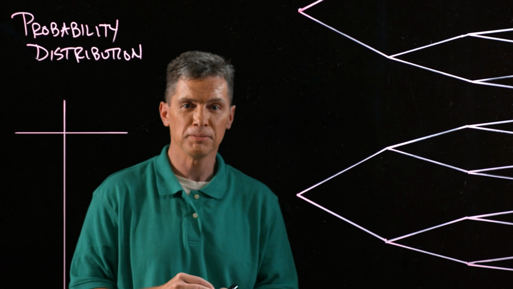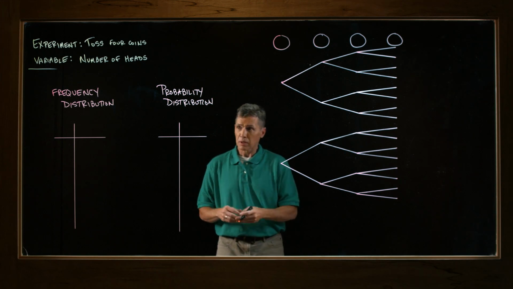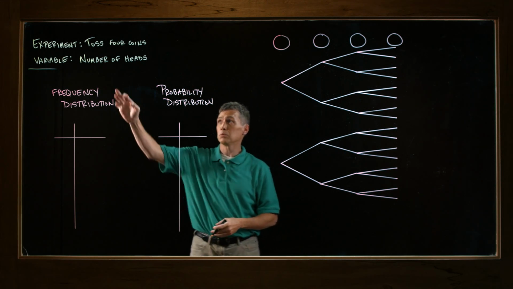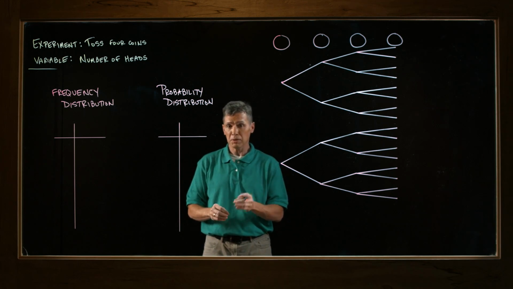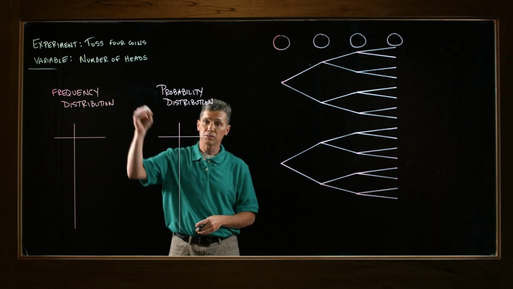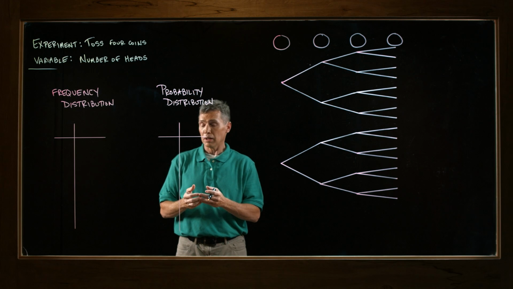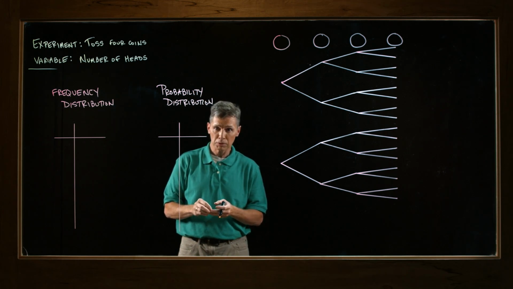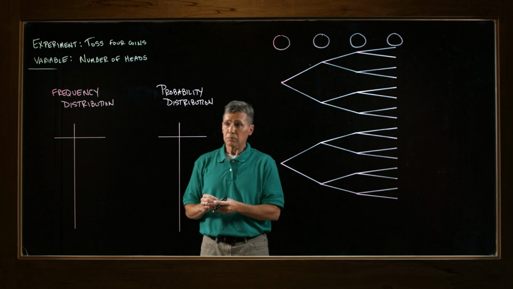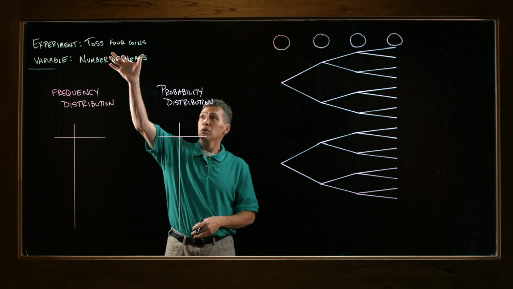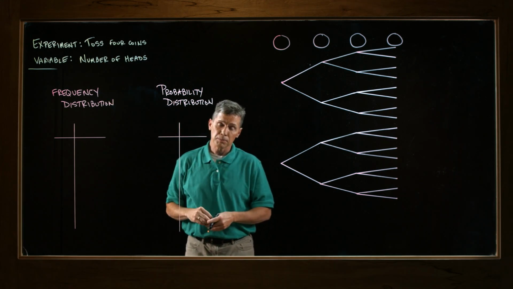Hi, I'm Pat Kelly. Now, the situation they describe in this problem is that we're going to toss 4 coins. That's our experiment. And the variable they tell us is the number of heads. They tell us that could be 0, 1, 2, 3, or 4. I'm going to list those numbers on the board. We need them.